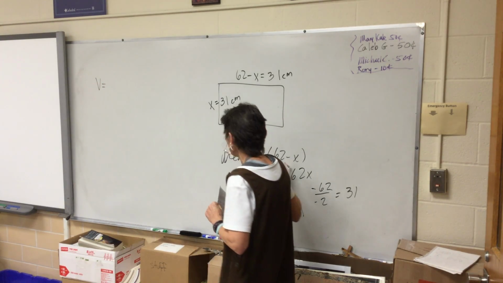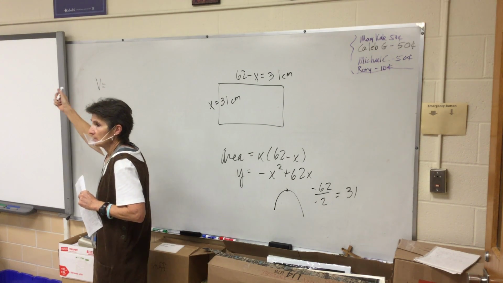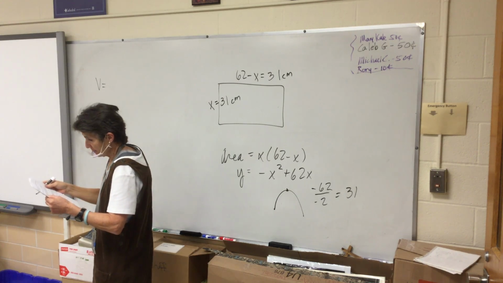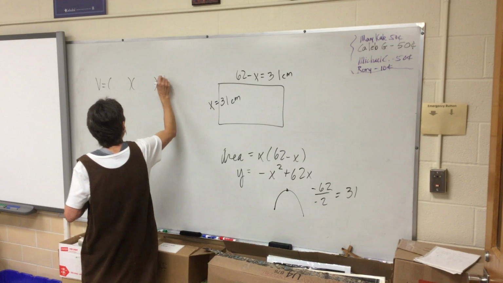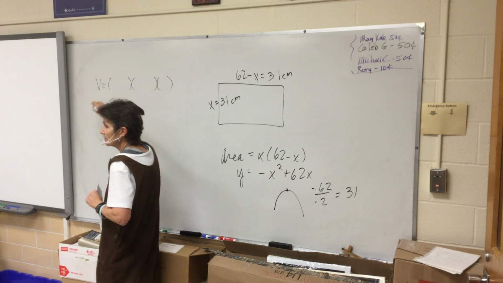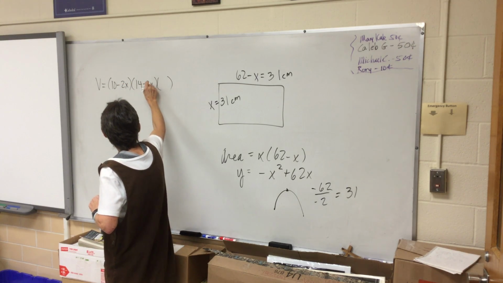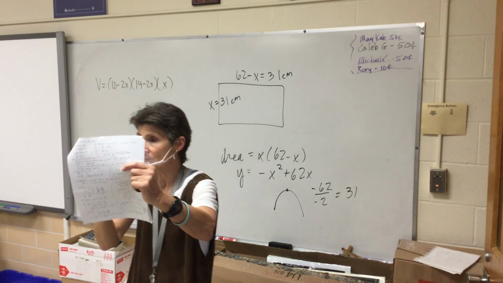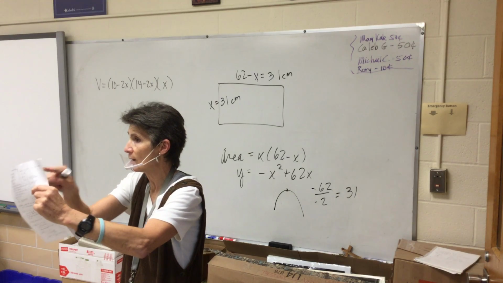Like here, I did length times width. What am I going to do here? Length times width times height. And if the paper is 10 by 14, what do those dimensions look like? 10 minus 2x, 14 minus 2x, and x. Because you got your paper, you're cutting an x off each end, right? That's minus 2 this way and minus 2 this way.